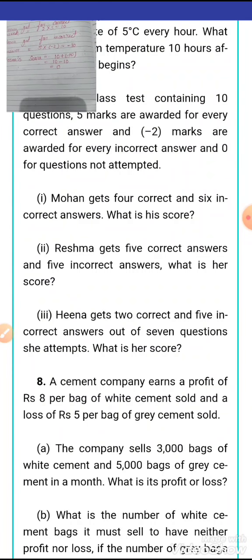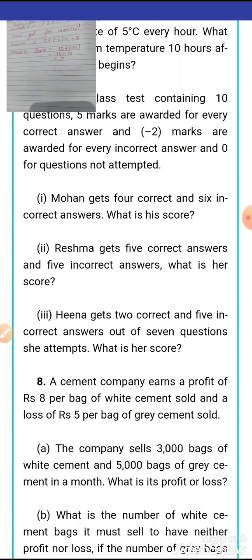For Hina's final score, we have to add these 2 scores. So her final score is 10 plus minus 10. As we know, plus minus is minus, so 10 minus 10, and her final score is 0.